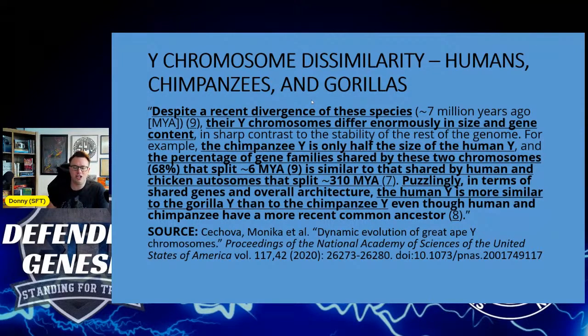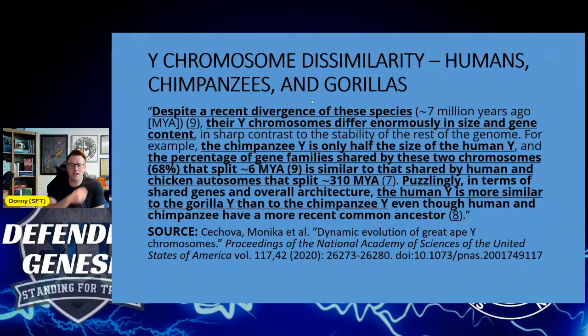The percentage of gene families shared by these two chromosomes that split roughly 6 million years ago, notice this, is similar to that shared by human and chicken autosomes, so biparentally inherited DNA, that split about 310 million years ago. It was a huge shock. It wasn't predicted. The evolutionists can't deal with this challenge. Puzzlingly, so they're confused, guys. They're confused. Of course they'd be confused because they're not going to question their basic premise. Their basic premise and starting point is that evolution happened. We're related to strawberries. And now they force fit all of that data into their model, even if it's inconsistent.